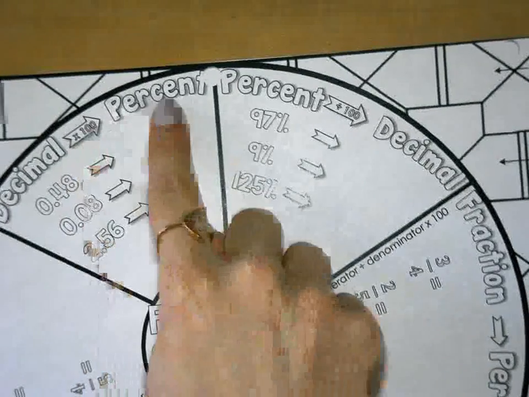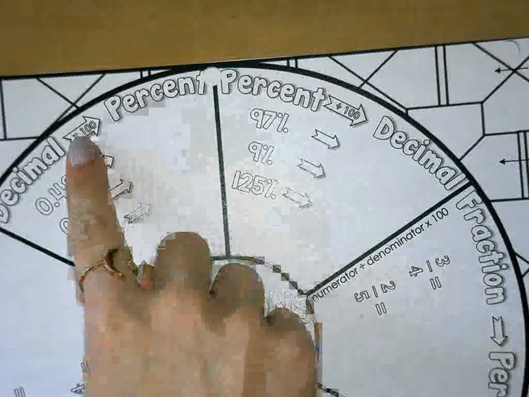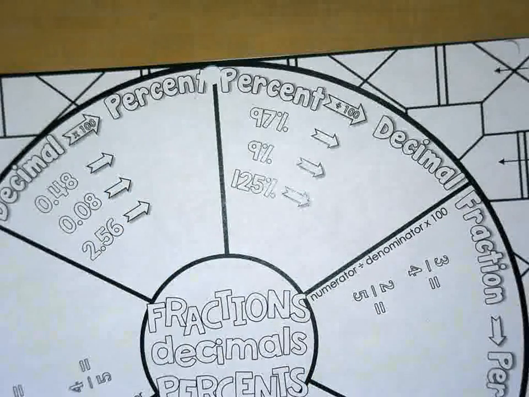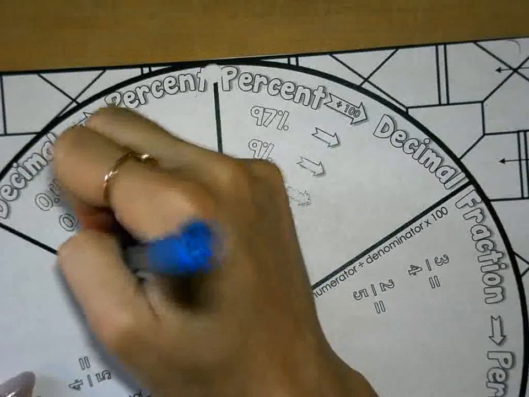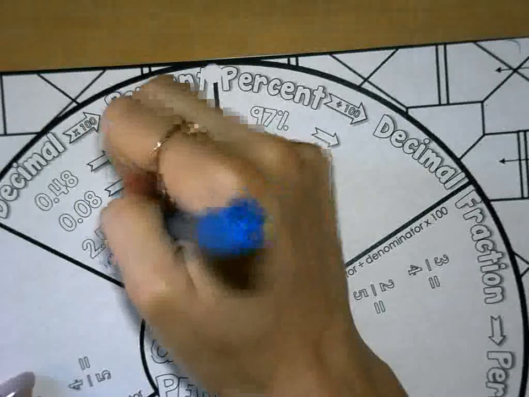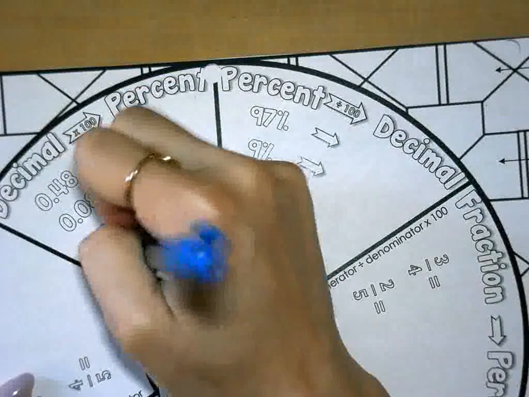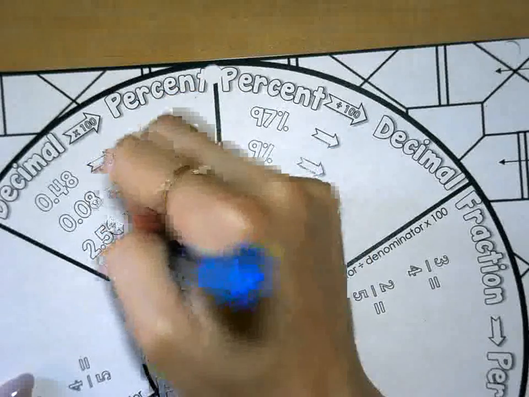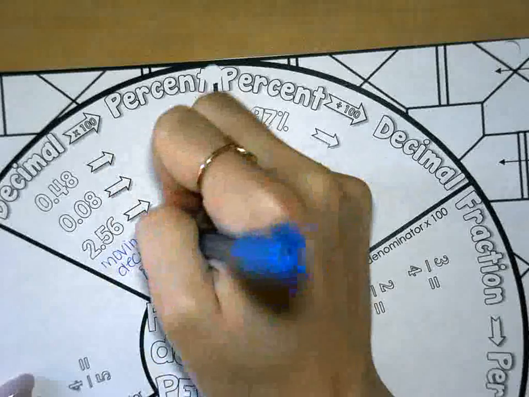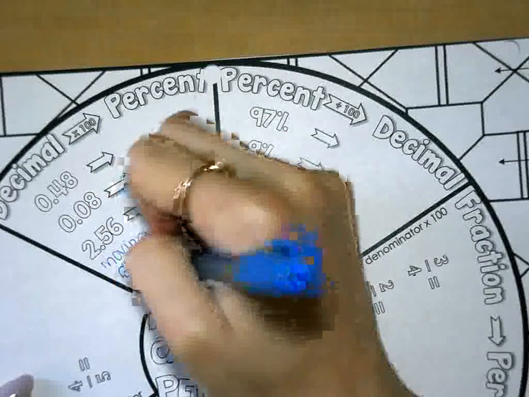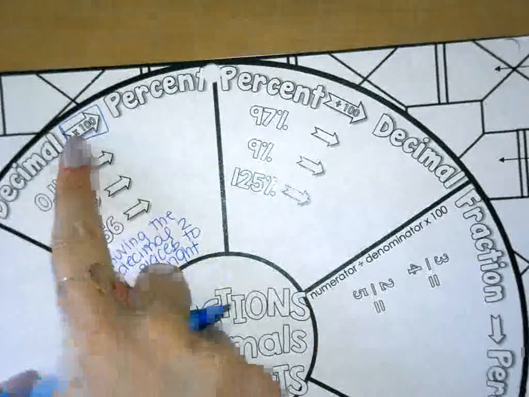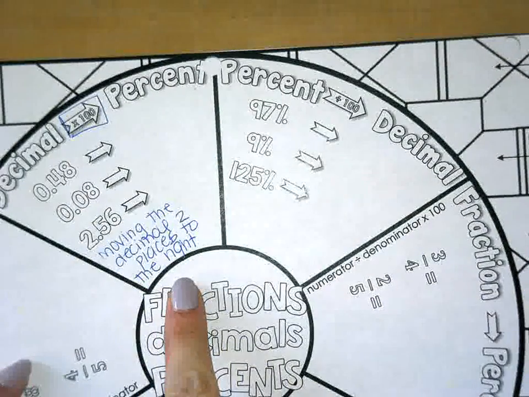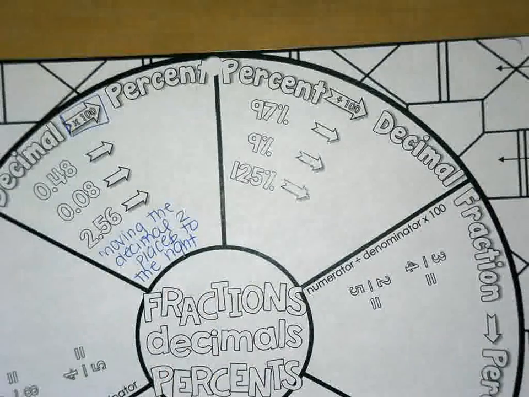Decimal, you multiply by 100 in order to get your percent. I say instead of multiplying by 100, the exact same thing as multiplying by 100 is moving the decimal two places to the right. So you can multiply by 100, or you can move your decimal two places to the right. So here's what I mean by that.